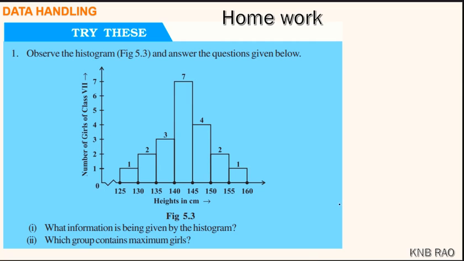Students, this was the homework. I asked you to read this histogram and answer the following questions. If you go through the data given in the histogram, on the vertical axis you could see the number of girls of class 7th represented, whereas on the horizontal axis you could see heights in centimeters. That means this is the histogram representing the number of girls with the various heights.